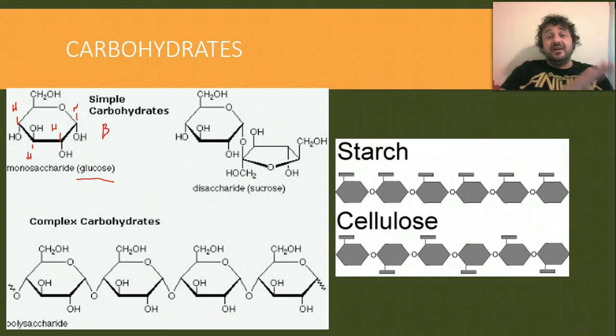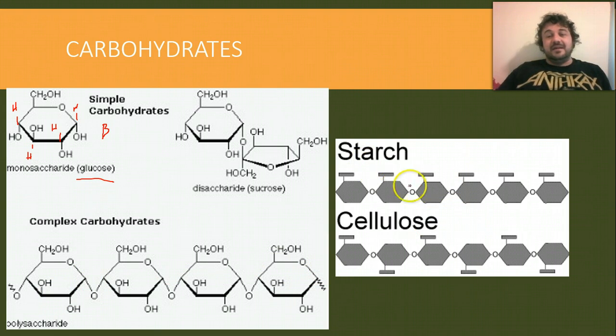Then we have disaccharides, which are, as we said, two sugars joined together. And you can see what they've done is this hydrogen here has been replaced with this entire molecule. So if we look at our polysaccharides, they all look like this. So a polysaccharide is just lots and lots of glucoses stuck together.